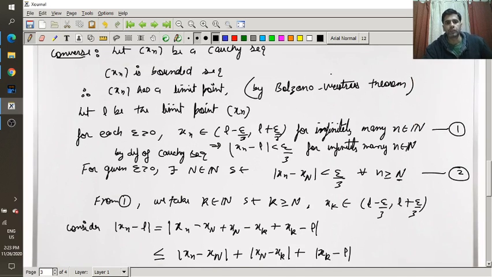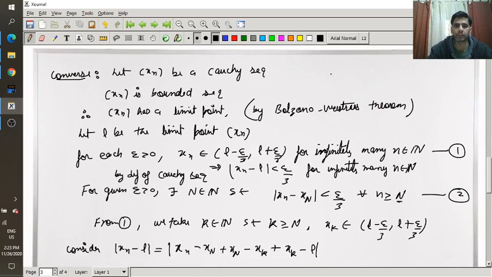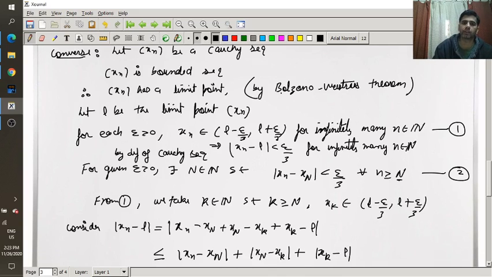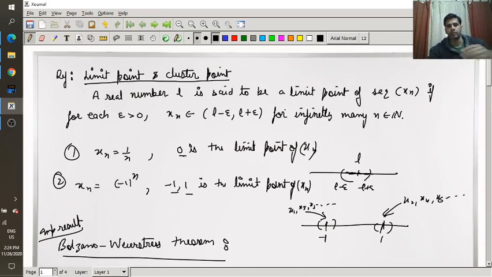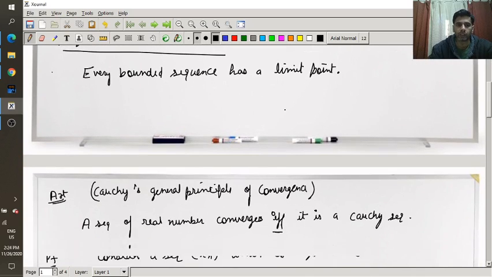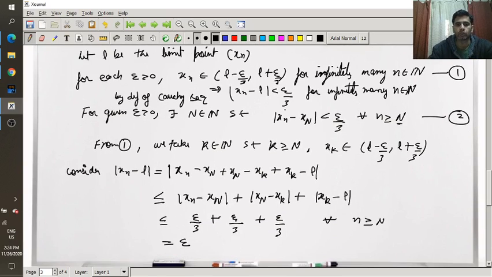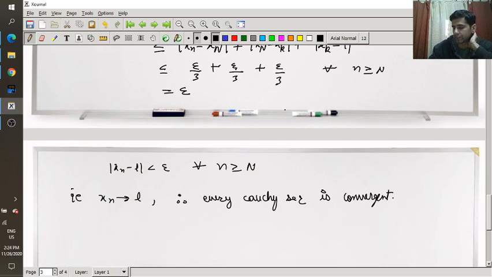So in this particular proof, we use the definition of bounded sequence, we use the definition of limit point, cluster point of a sequence, and we also use the result of the Bolzano-Weierstrass theorem. That is why I discussed these two concepts previously: the definition of limit point, cluster point of a sequence, and the Bolzano-Weierstrass theorem, because I need these two to prove the converse of this theorem. I hope the concept is clear to you. Please go through this proof again and again so that you can have a better idea.